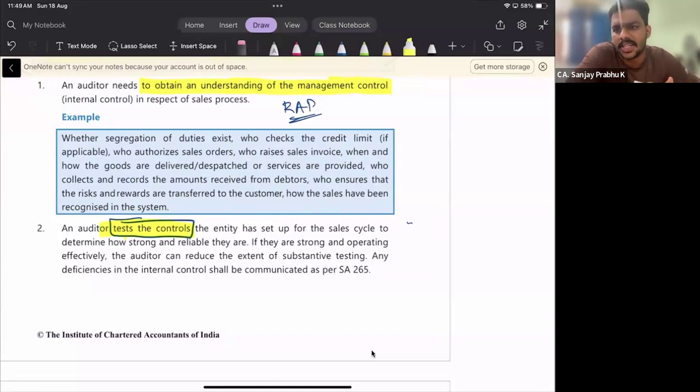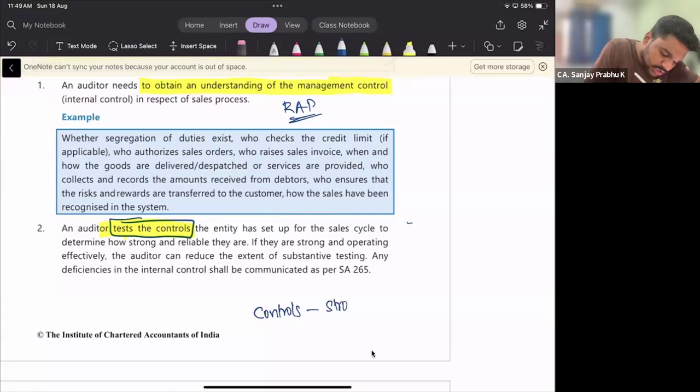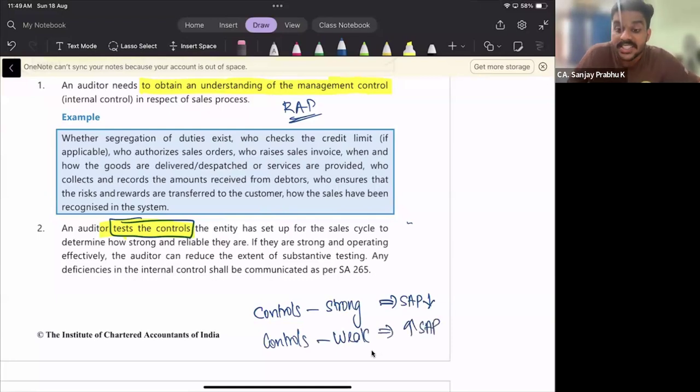Sir, why do we want to test the control? Because if the controls are strong, then the substantive audit procedure you will do will be less. If the controls are weak, then you have to perform more substantive audit procedure. Sir, what do you mean by substantive audit procedure? Substantive means detailed. So the detailed audit procedure is determined by the result of TOC, test of control. If the controls are strong, you will perform less SAP. If the controls are weak, you have to go for more SAP. SAP means detailed audit procedure.